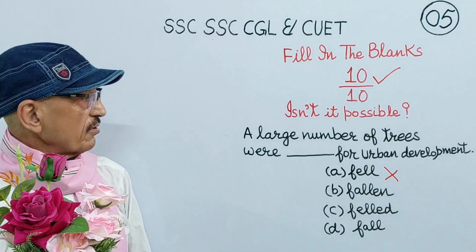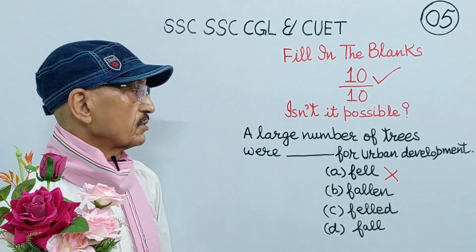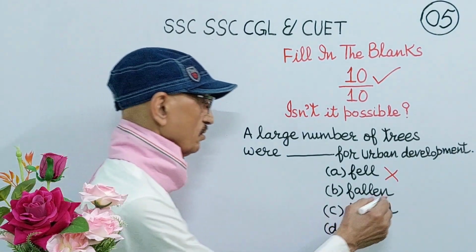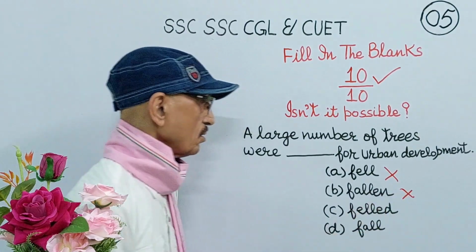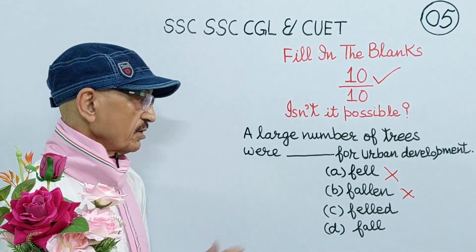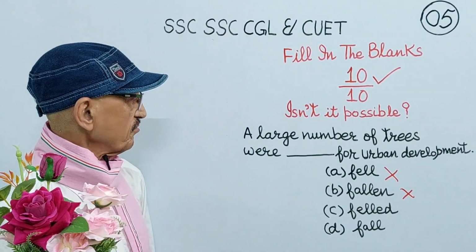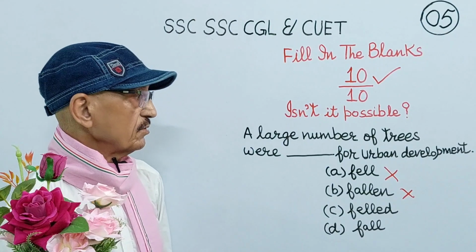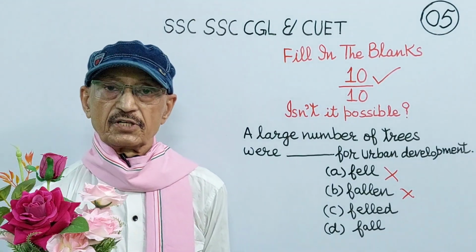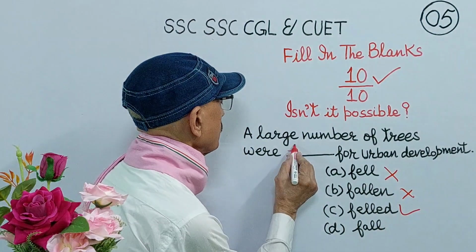A large number of trees were fallen for urban development. This is wrong. Though the sentence is in passive voice, but it will not come. A large number of trees were felled for urban development. This is correct. Felled.